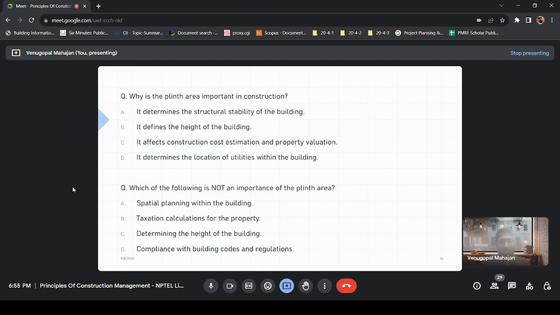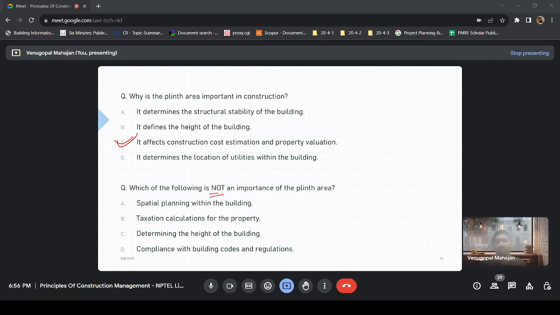Okay, so why I'm stressing on these MCQs is that we will be delving into plinth area based calculations. Two numericals are on that, so two MCQs right now. Why is the plinth area important in construction? C is the answer. Okay, it is not commenting on structural stability. C is correct. It affects the construction cost estimation.